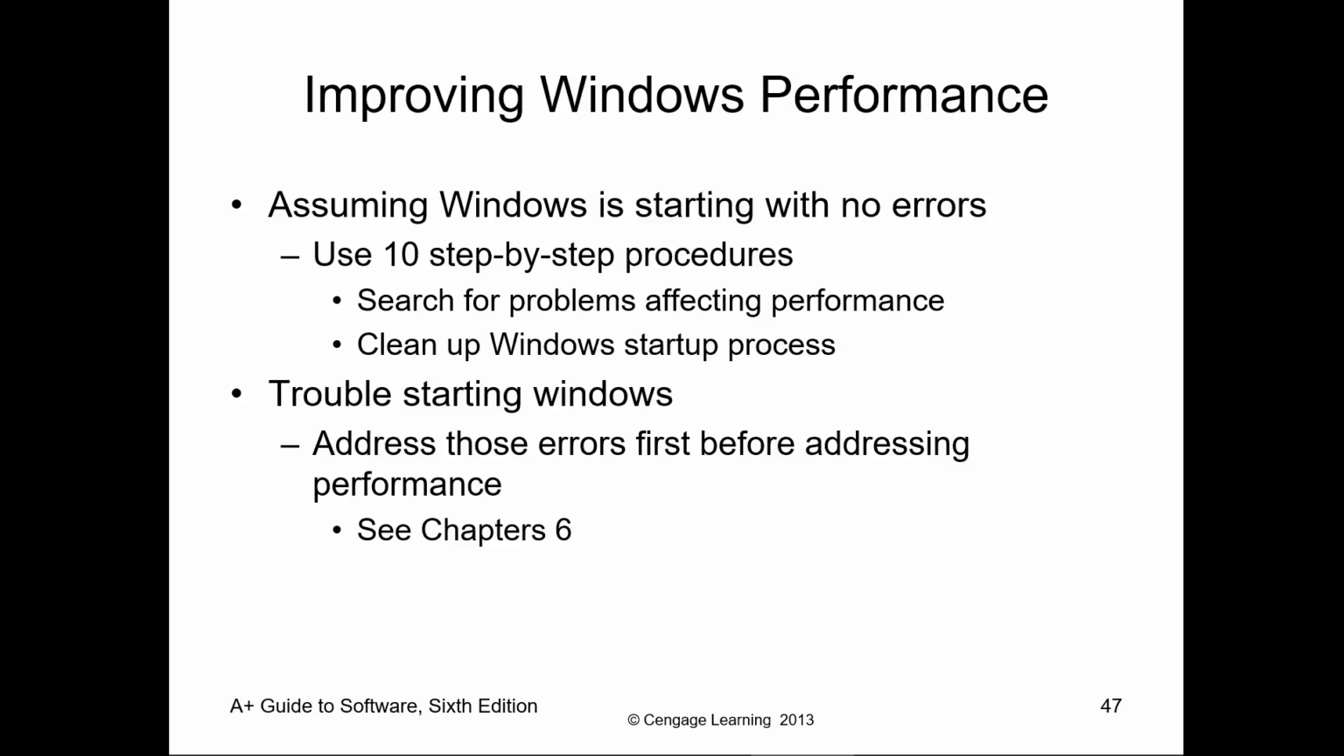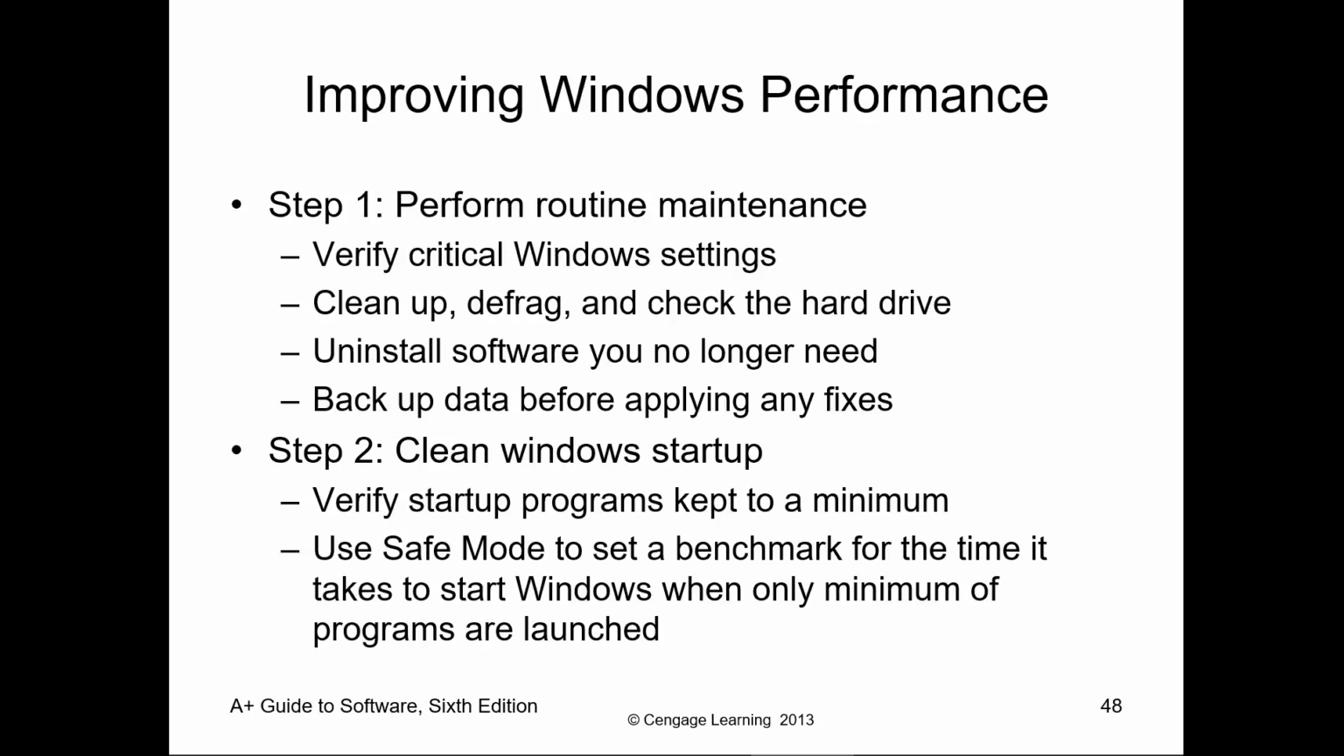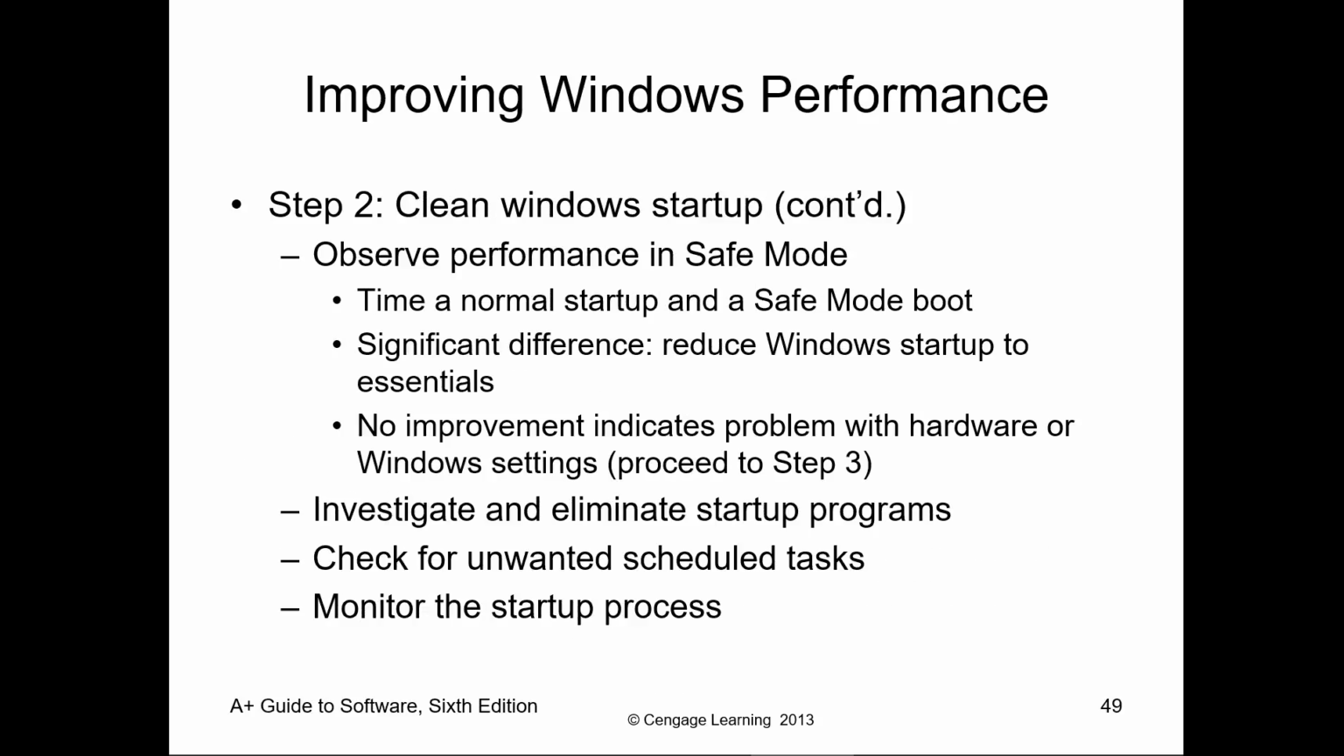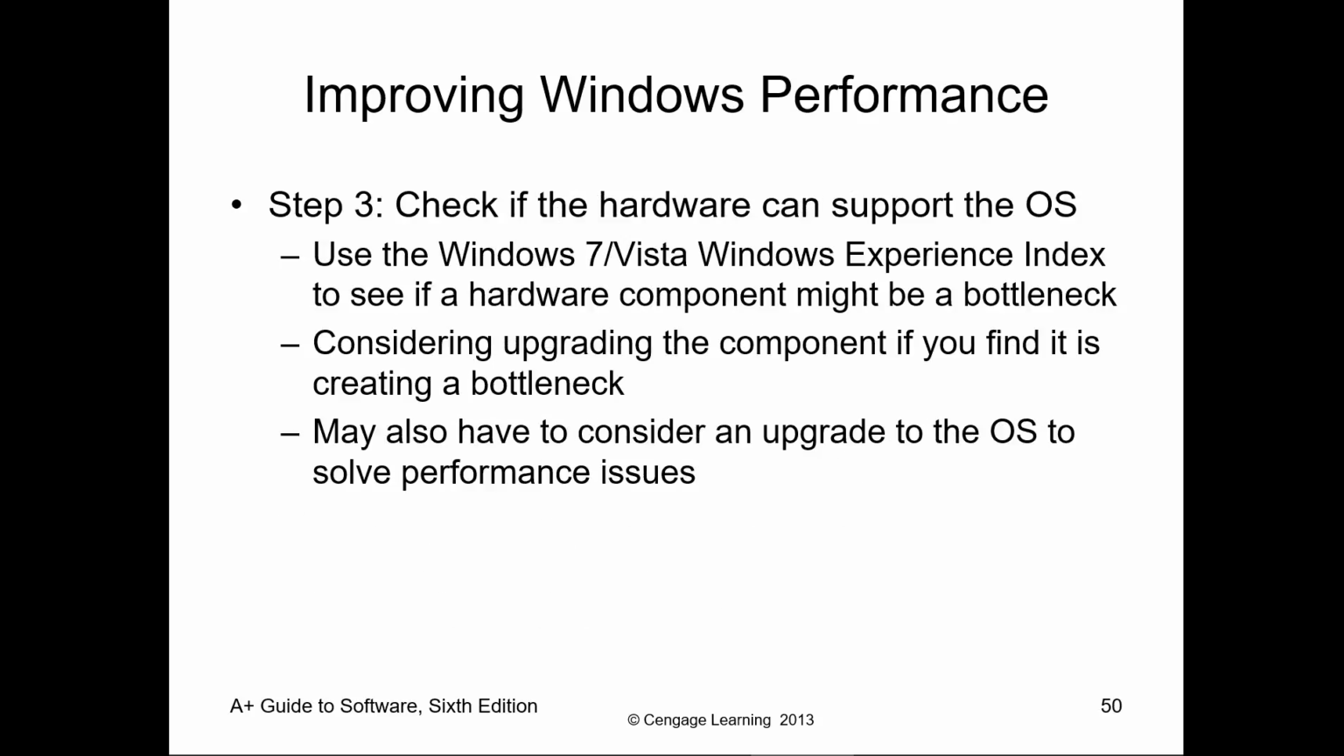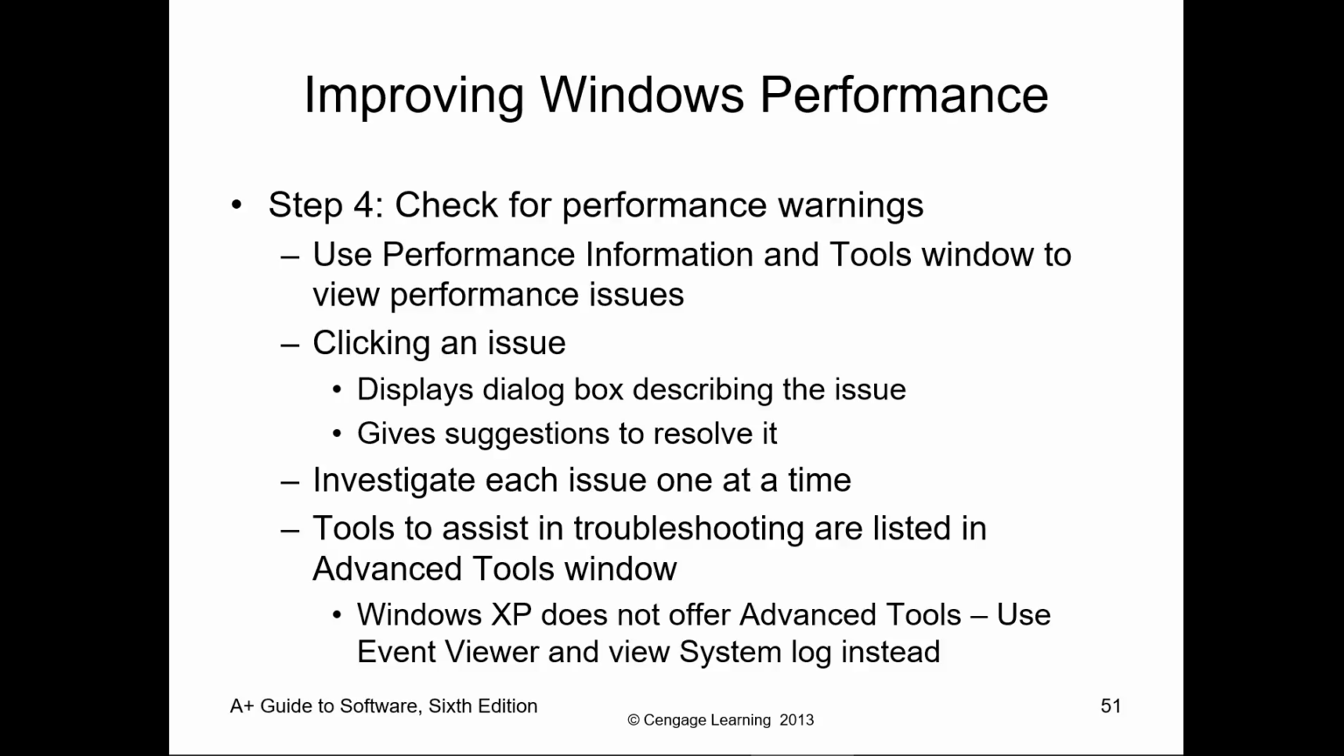Assuming Windows starts with no error, we can use a 10 step-by-step procedure to find problems or to improve performance. Step 1, perform routine maintenance. Step 2, clean Windows startup. For cleaning Windows startup, you could observe performance in safe mode, investigate or eliminate unwanted startup programs, check for unwanted scheduled tasks, and monitor startup tasks. Step 3, check if the hardware can support the operating system. That's pretty straightforward stuff. Step 4, check for performance warnings.